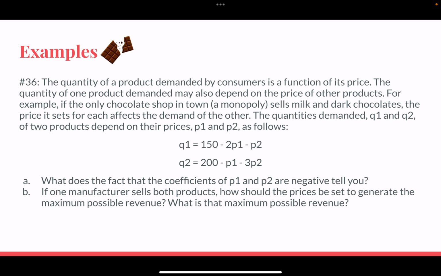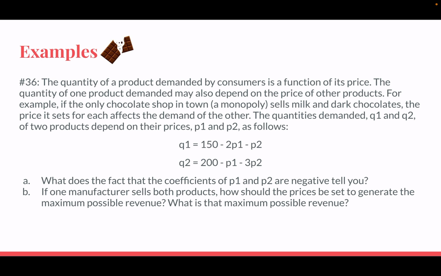So we decided to do an example problem, and this is the problem we picked. The quantity of a product demanded by consumers is a function of its price. The quantity of one product demanded may also depend on the price of other products. For example, if the only chocolate shop in town, a monopoly, sells milk and dark chocolates, the price it sets for each affects the demand of the other. The quantities demanded, Q1 and Q2, of two products depend on their prices, P1 and P2, as follows.